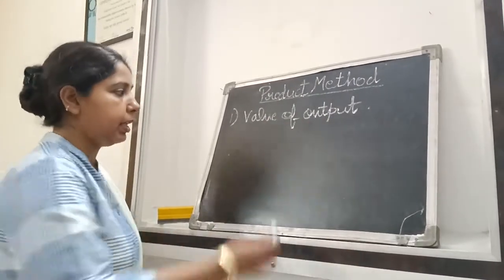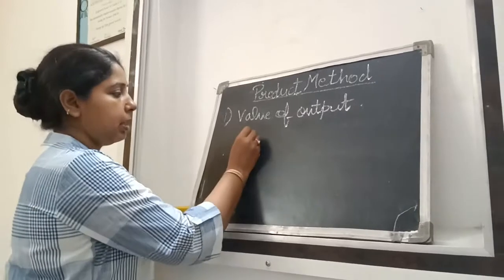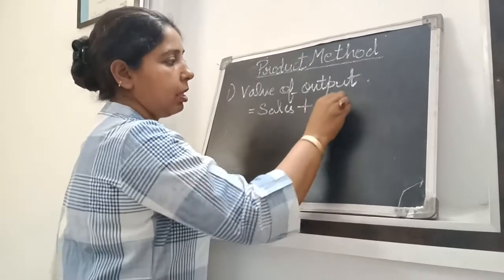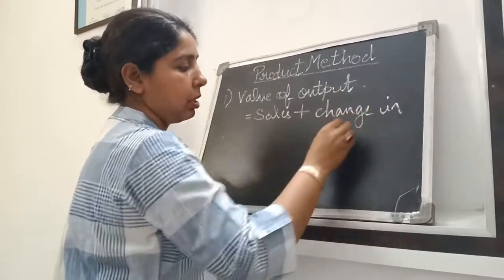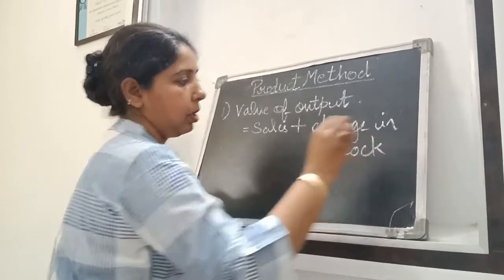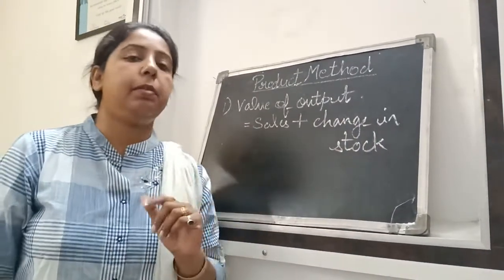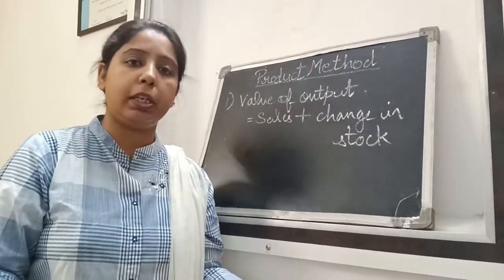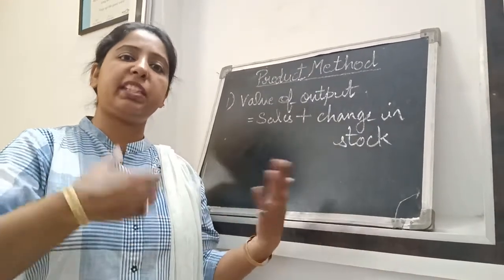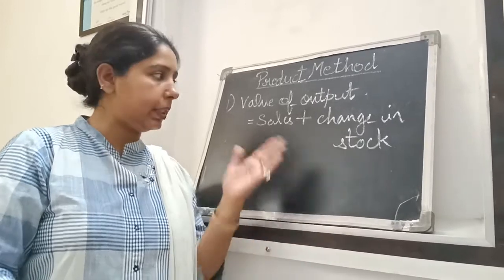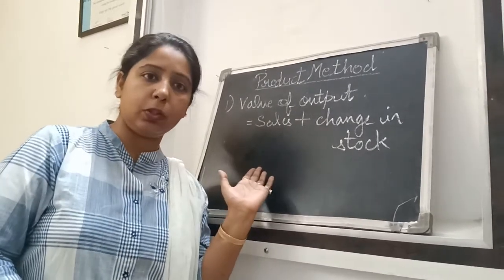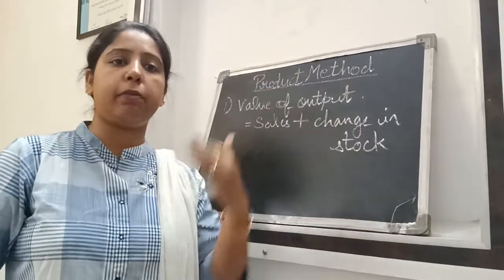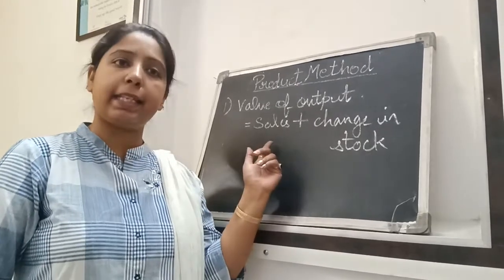So how do we find it? First way is sales plus change in stock. Here one thing is very important to note: sales doesn't mean the sale within the country only. Firms may export outside the country. So sales here means domestic sales also and external sales also. The goods and services which are going out of the country are also part of sales.